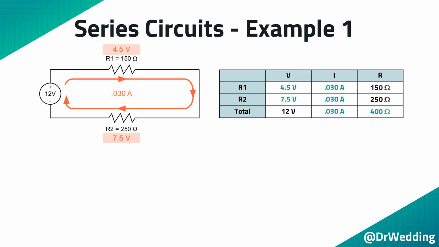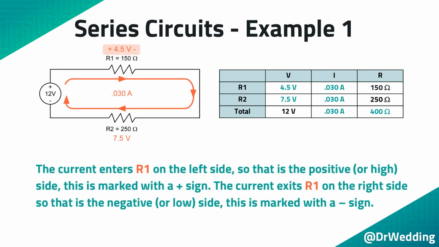You also know the magnitude of the voltage drop across each resistor. This information can also be added to the original circuit. The last step is to add a plus and a minus to the voltage drops across the resistors. The current enters R1 on the left side, so that is the positive or high side. This is marked with a plus sign. The current exits R1 on the right side, so that is the negative or low side. This is marked with a minus sign.